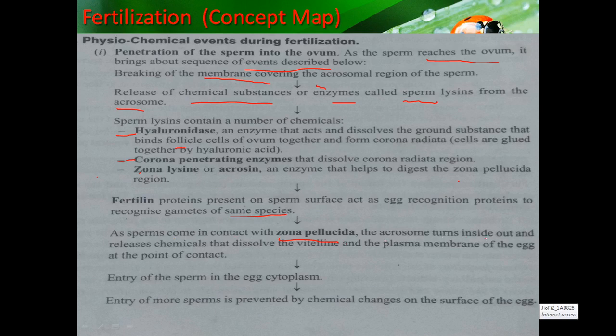The acrosome turns inside outward. जब हमने देखा कि यहाँ पे जो एक्रोसोम होता है ये ऐसे inside to outside turn होके बाहर आता है. It turns inside out and releases the chemicals that dissolve the vitelline membrane and the plasma membrane of the egg at the point of contact. The entry of the sperm into the egg cytoplasm occurs, and the entry of more sperm is prevented by chemical changes on the surface of the egg.